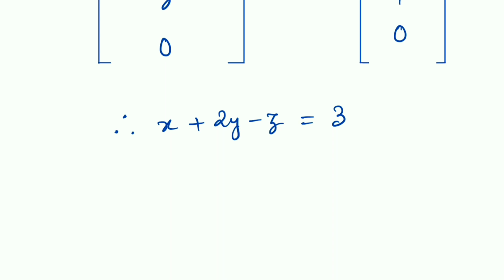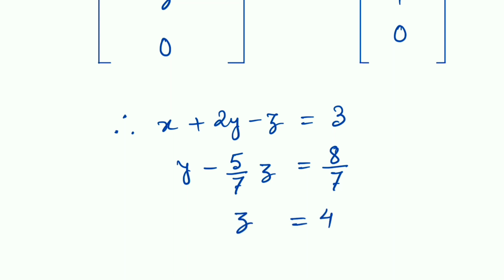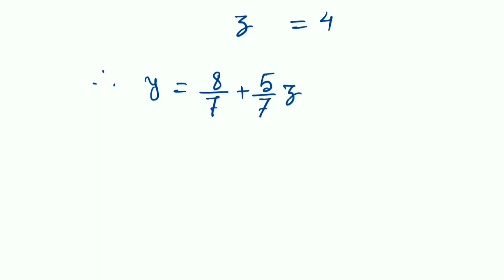So z is equal to 4, so we will put the value of z in equation 2 and we will find the value of y. This is a simple algebraic solution, so you can solve it. It's very simple. Put the value of z in y minus 5 by 7 z and then find the value of y. Then put the value of z and y in the first equation and then find the value of x. So we will get a solution set, a unique solution set.